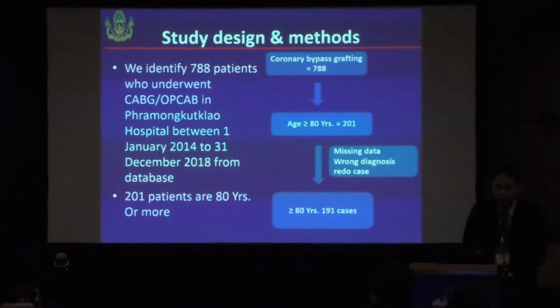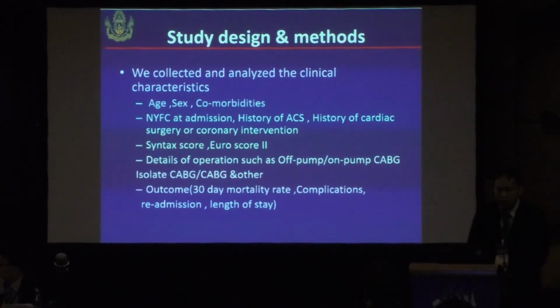Study design: we studied 788 patients who underwent coronary bypass grafting at the hospital between January 2014 and December 2018, from my hospital database. We collected and analyzed the clinical characteristics as shown: age, sex, comorbidity, functional class, SYNTAX score, EuroSCORE II, details of operation, outcome, 30-day mortality rate, complications, readmission rate, and length of stay.